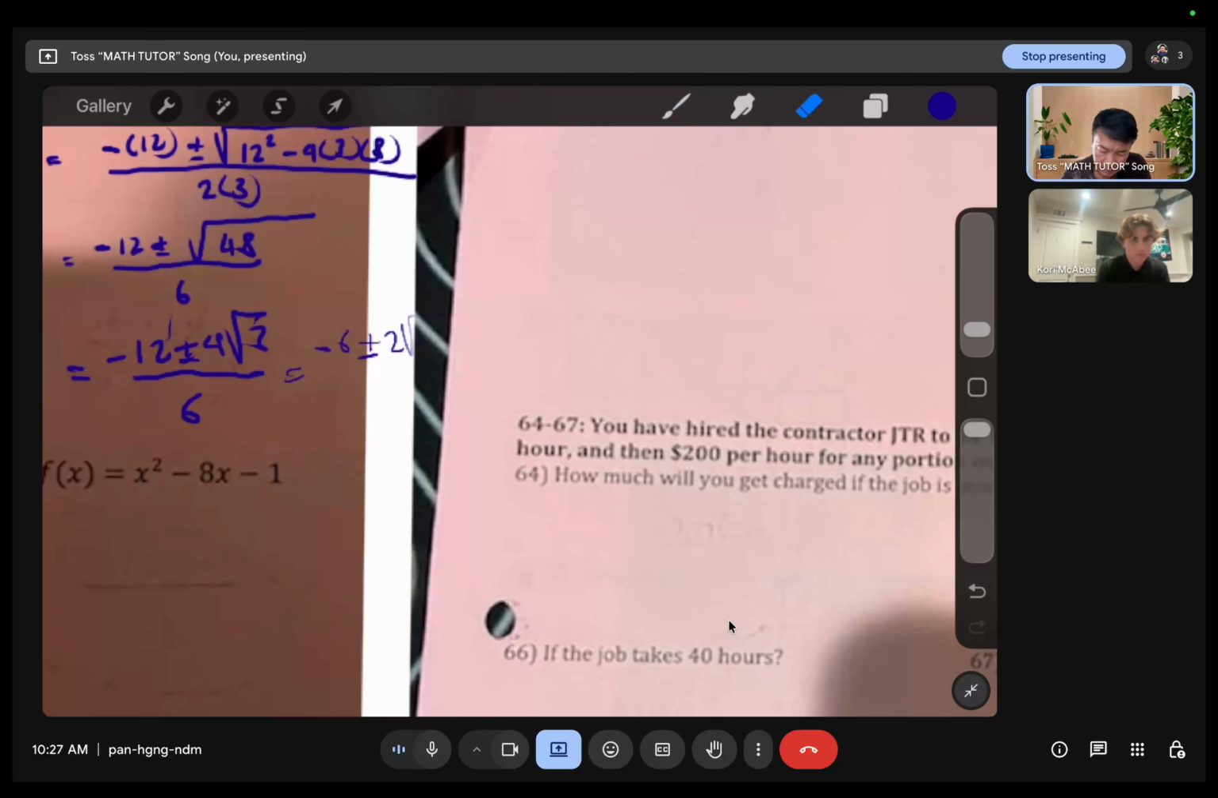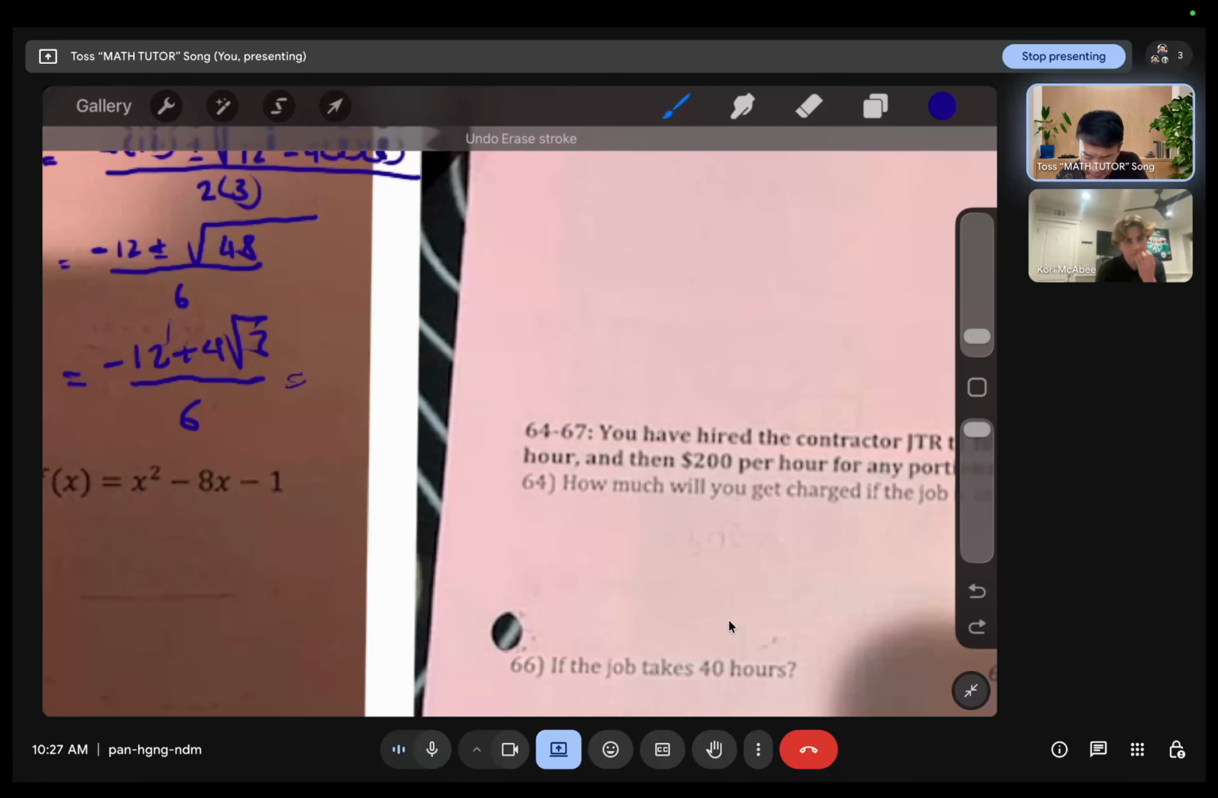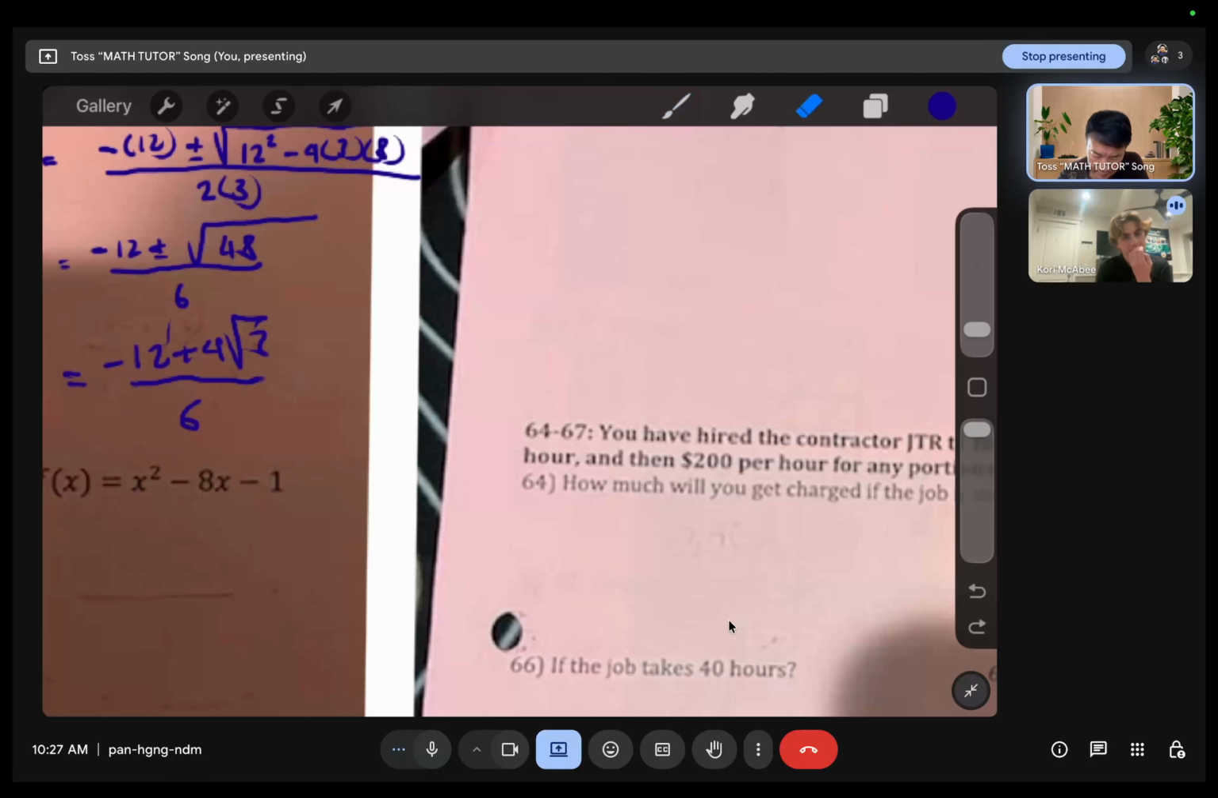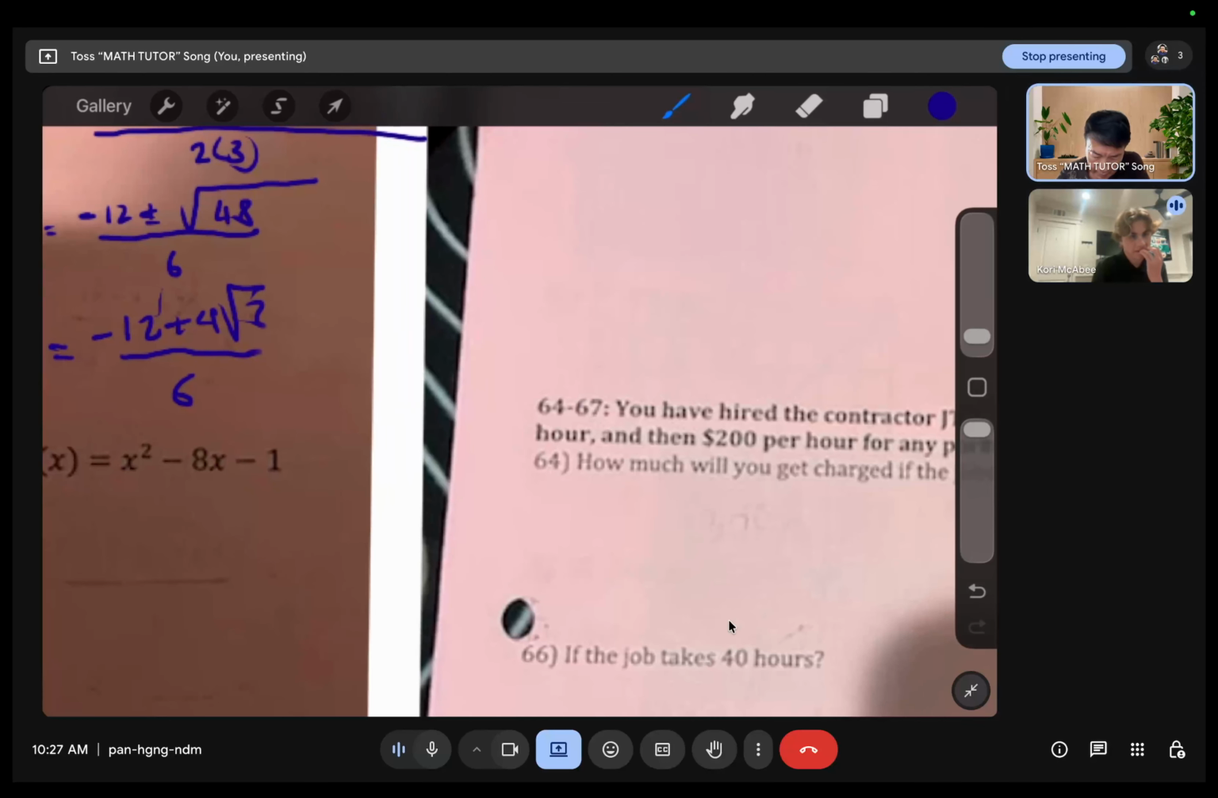Oops, I can't erase that. But I think you can see it. But let me write it over here. Or I'll squeeze it in right here. So that final answer is here.